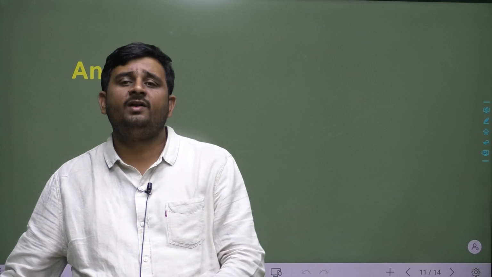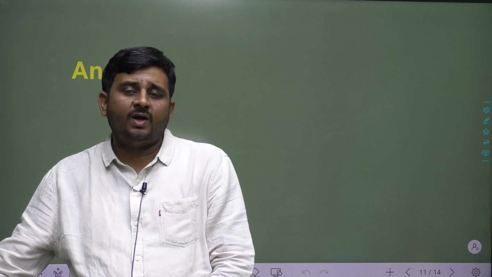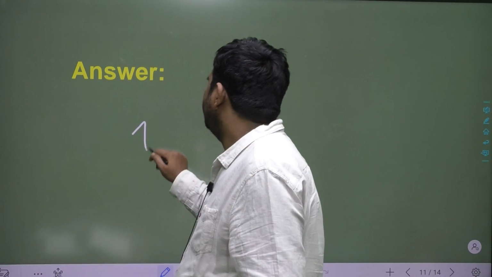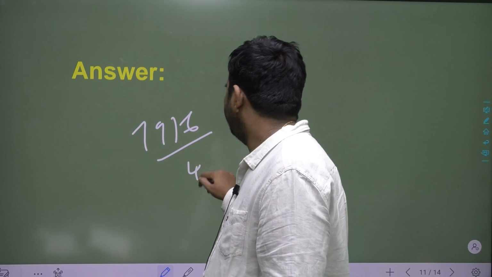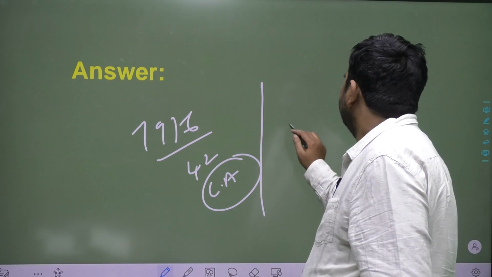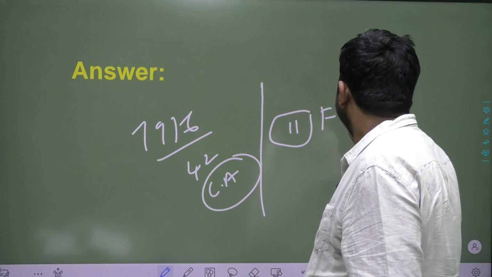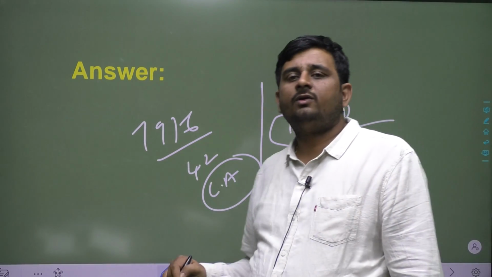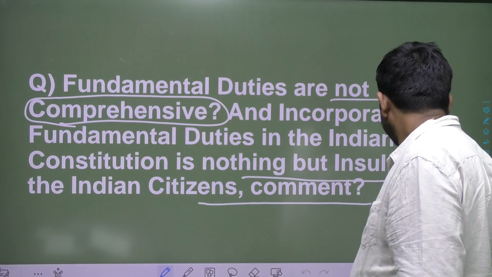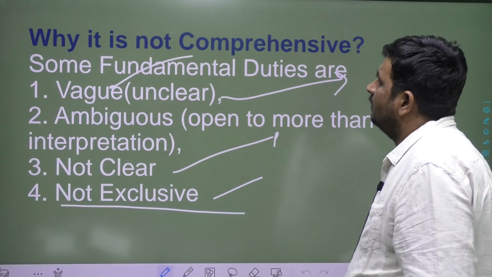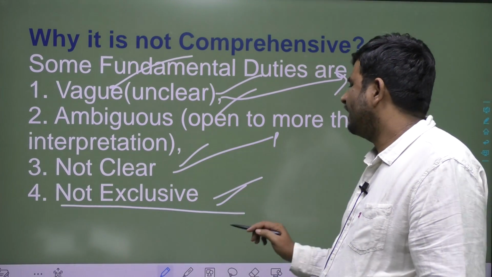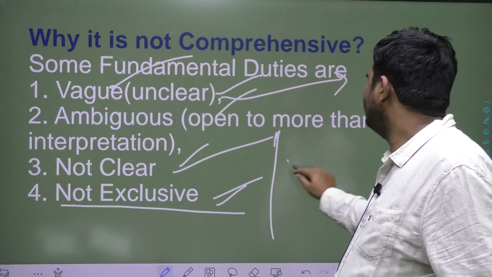Different people have a different mindset. At the time of 1975, some people were not properly behaved. Because of that, in 1976, these fundamental duties were incorporated in the opinion of Indira Gandhi. Whatever the reasons may be, the 11 fundamental duties are required to be incorporated in the constitution. At the same time, whatever we are saying about the criticism, that fundamental duties are vague, ambiguous, not clear, not exclusive, these are only criticism.